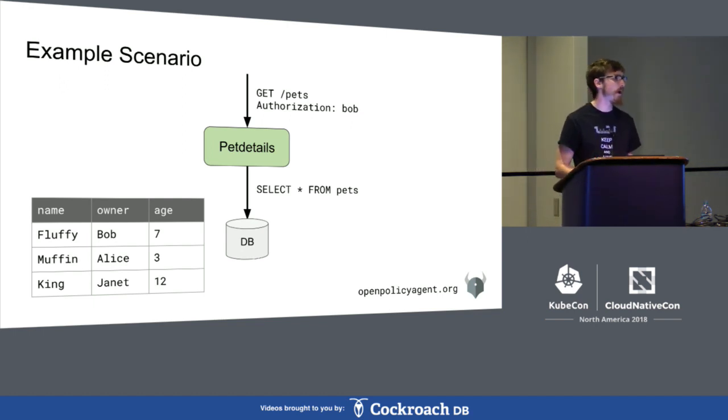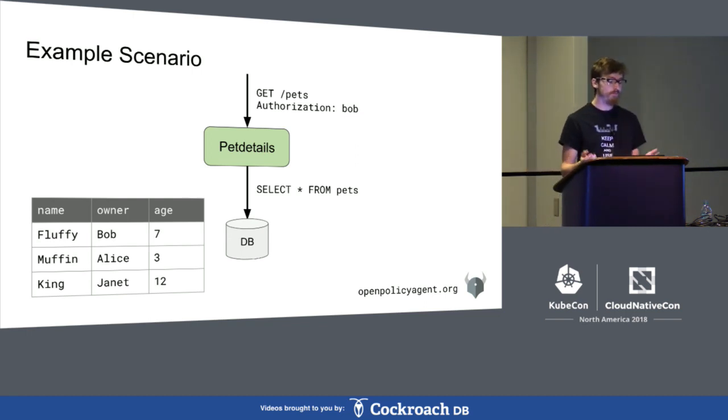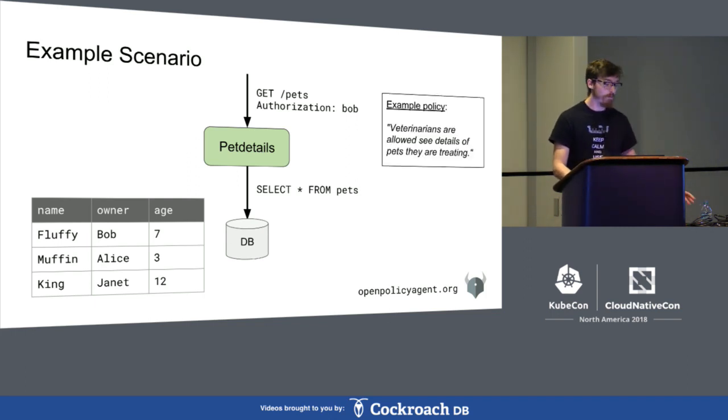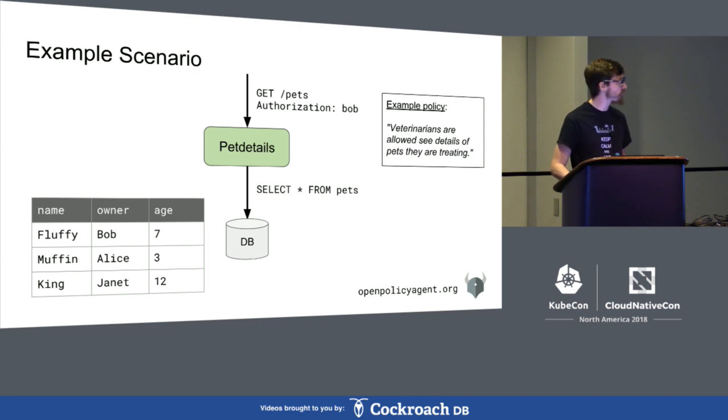And it's going to expose an API that allows you to get access to that data. And it's going to store that data in a SQL database, right? So whenever you ask for the pets that you should see, the pet details service is going to go and execute a query against its database. It's going to select star from pets, and that's going to return a bunch of records that ultimately go back via the API. And so the question becomes, what if we want to enforce a policy that says that veterinarians are only allowed to see the details of pets that they're treating?